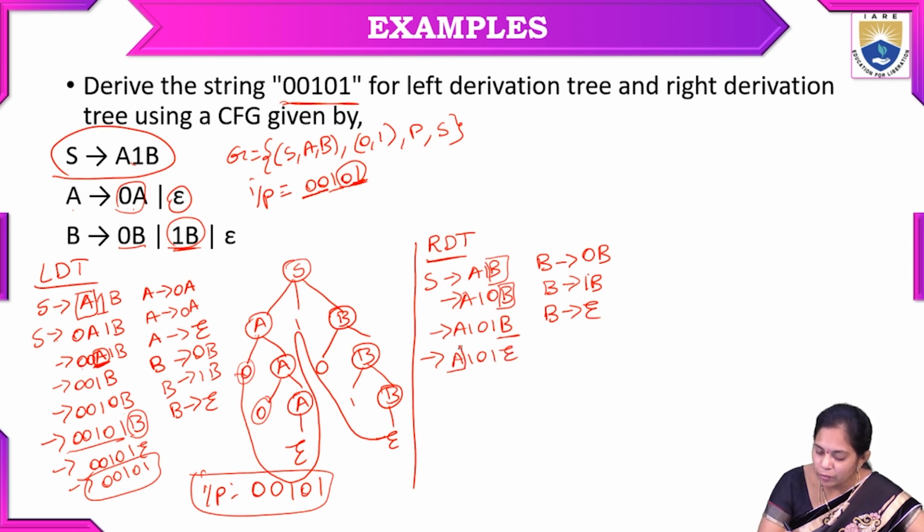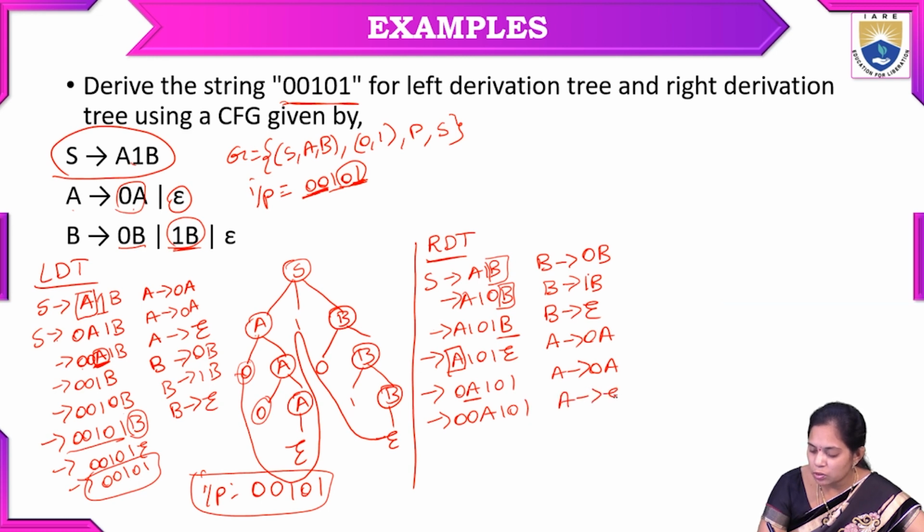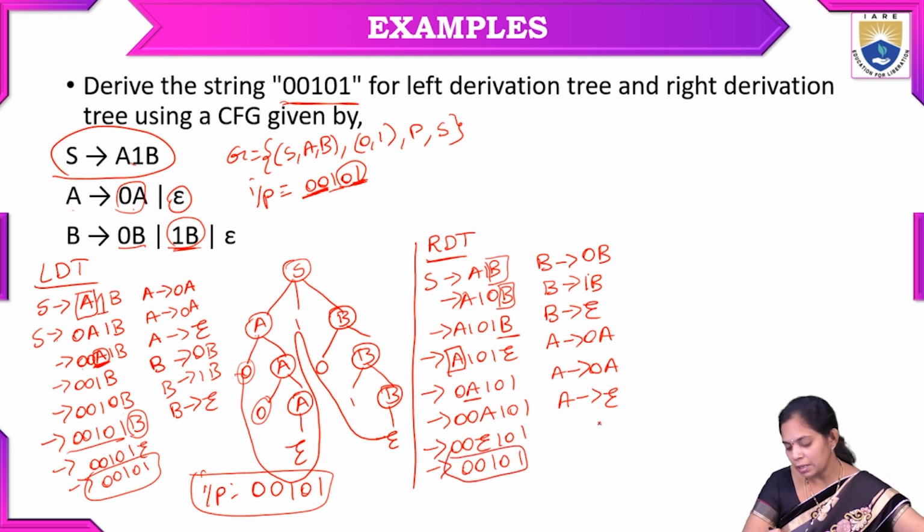Now we have only one non-terminal left. For this one we will write A tends to, we require 0, 0. For this one we will write 0A, 1, 0, 1, and here again a non-terminal is there, we will write 0A. So 0, 0, A, 1, 0, 1, and here again A tends to epsilon we are writing, so 0, 0, epsilon, 1, 0, 1, and after removing the epsilon we got the input string. This is how we are deriving the input string from the production rule.